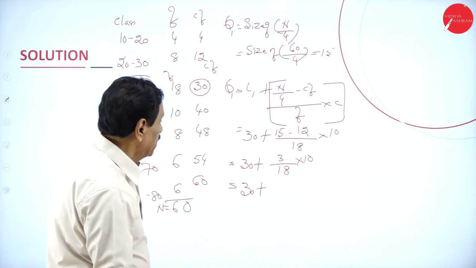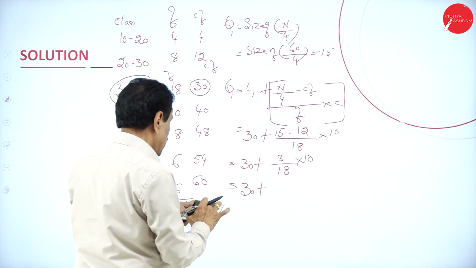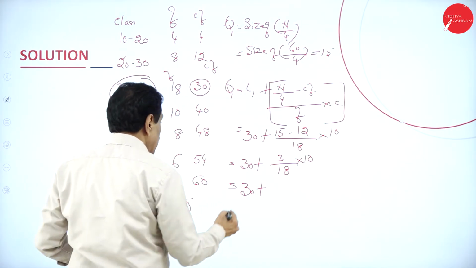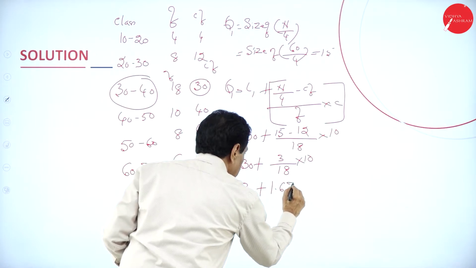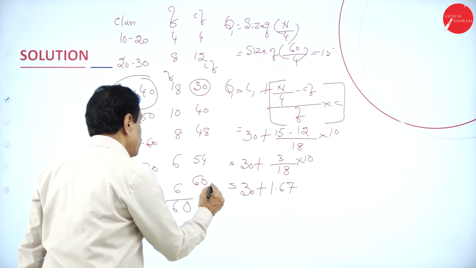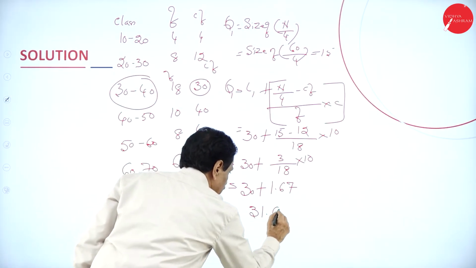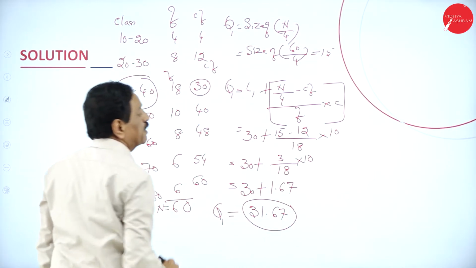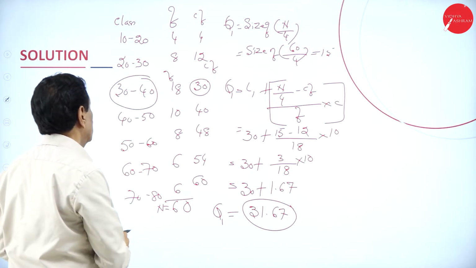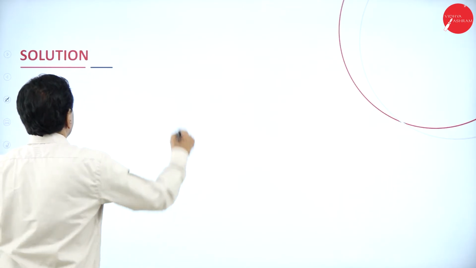Simplify this. 3, this is nothing but 30 divided by 18. 1.66. We can say 1.67. So cumulative is then 1.6. It becomes Q1 is equal to 31.67. 31.67 goes in favor of Q1. Now, you will move on to next one, Q2.